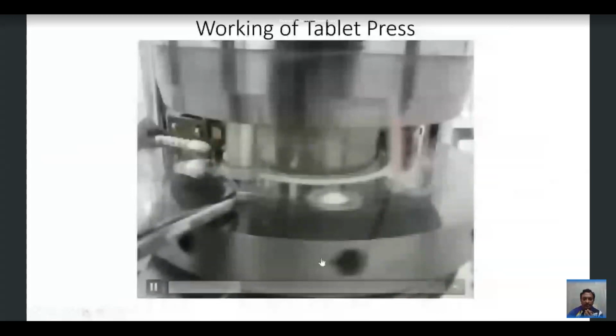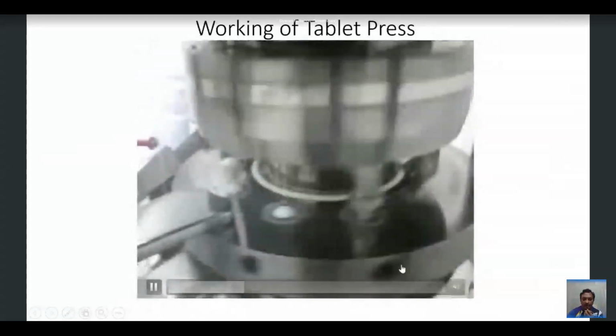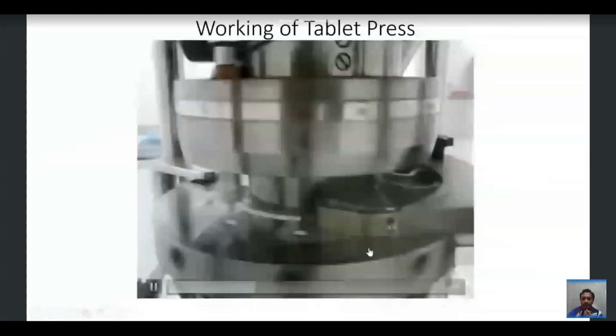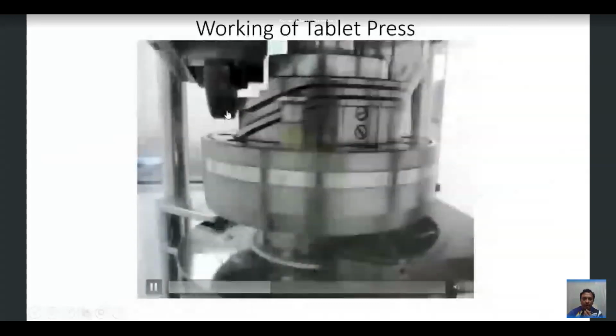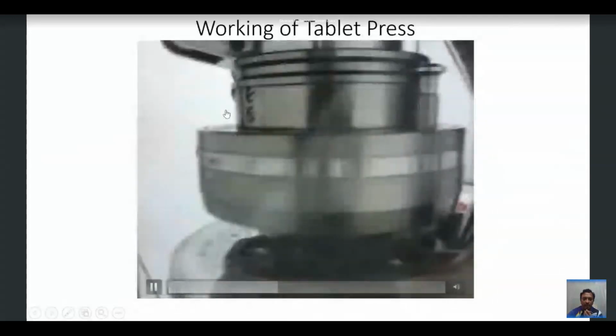Can you see the dark black color? Those are the die Allen keys. And can you see here? This is the weight frame. Can you see the movement of the upper punches by the cam tracks? They are coming under the roller. See how they are coming, guided by the upper cam track.